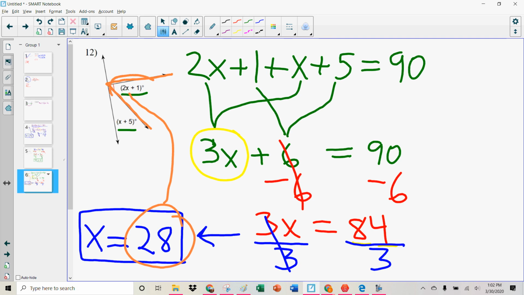So that would give me 2x plus 1, which would become 2 times 28 plus 1. 2 times 28 is 56. Add 1, 57 degrees.